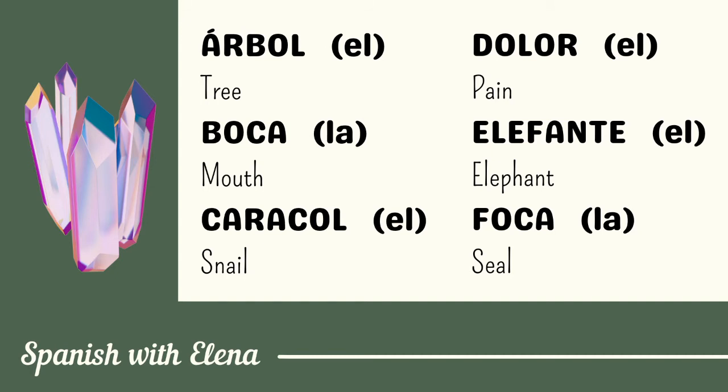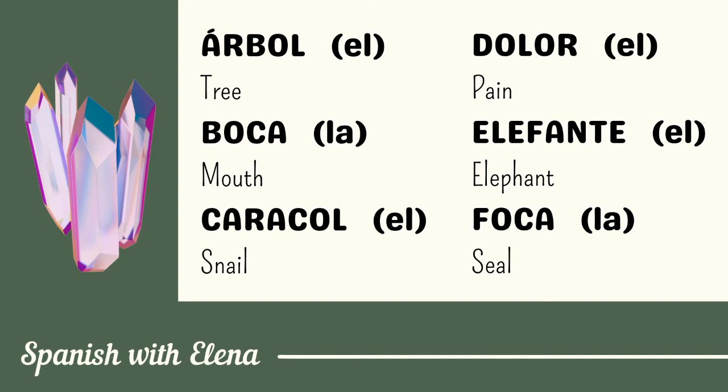Árbol. El árbol. Let me give you a piece of advice. Let me give you a tip. Whenever you learn a new word in Spanish, please try to learn the gender at the same time. It's easier. So if you learn that tree means árbol, don't learn just árbol, but el árbol, okay? Because gender is very, very important in Spanish.